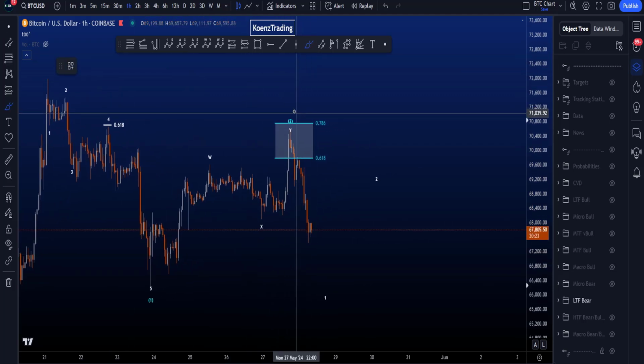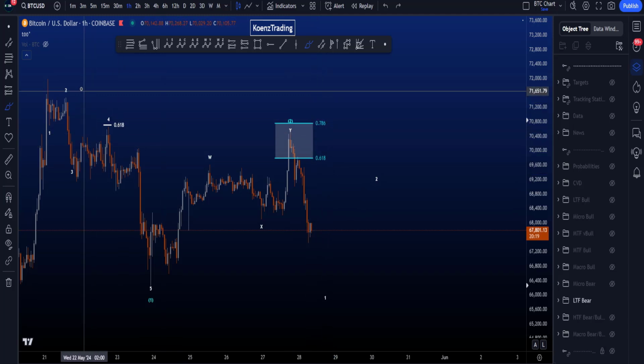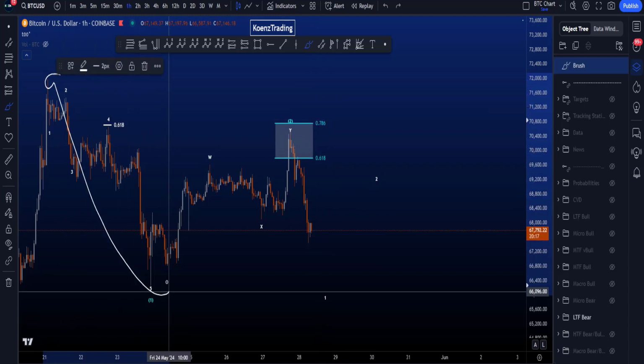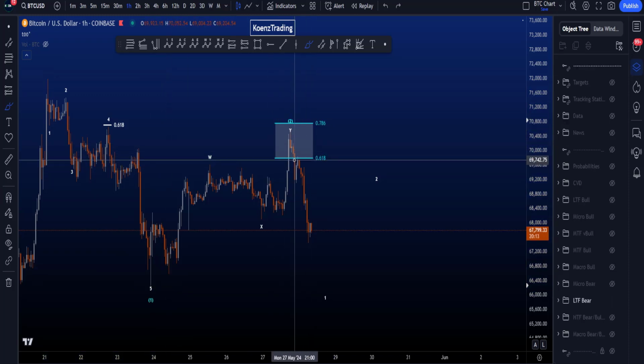The common target area for your wave 2 is between the 786 and the 618, taken from the start to the end of your blue wave 1, which, as you can see here, has been respected.